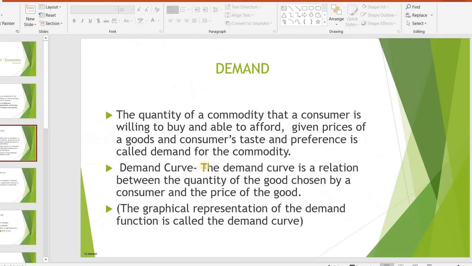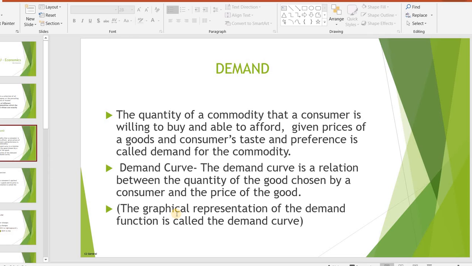Then what is the demand curve? We know demand curve is a relation between quantity of the good chosen by the consumer and the price of the good. Means demand curve shows the relation between the quantity of goods and the price of the good. We can call it as a graphical representation of the demand function, means it's showing through graph.